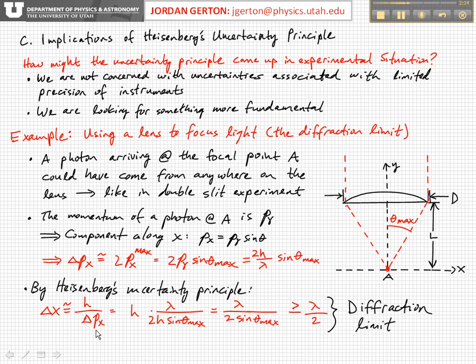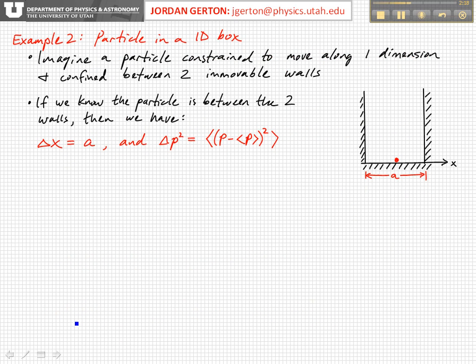Okay, let's look at another example now. Let's look at a classic situation of a particle in a box, a particle in a one-dimensional box. So what we imagine here is that we have a particle that's constrained to move along one dimension. So let's imagine that we have a bead, a sphere with a cylindrical hole drilled through it, that's constrained to move, say, on a frictionless string.